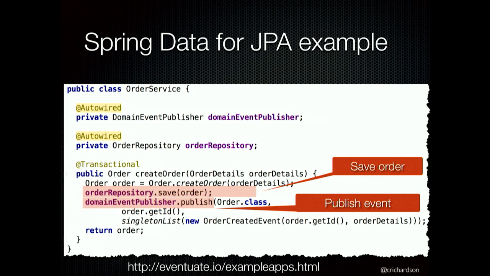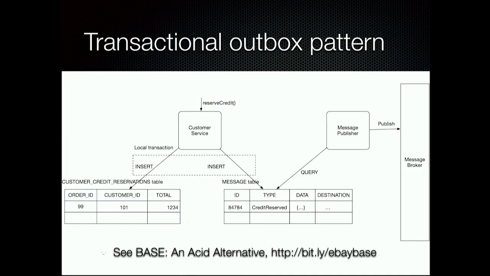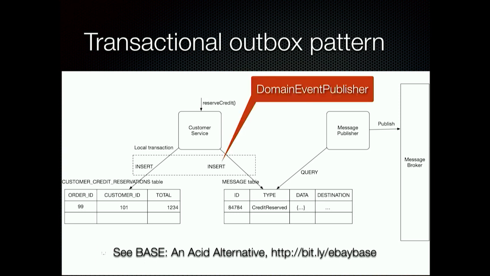That looks kind of straightforward. But what's actually happening under the covers is the domain event publisher is not directly publishing to the message broker, but inserting a message into a message table that's basically functioning as the outbox for that service. And that's done as part of the ACID transaction that's updating the order or updating the customer. So we have an ACID guarantee at this point. When the transaction commits, a message will be in the outbox.